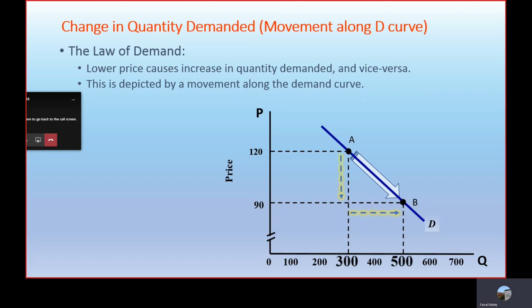So the effect of price is shown by this: when price increases, we have quantity demanded, I'm just denoting quantity demanded with QD, decreases, and vice versa. When price decreases, quantity demanded increases. That's it.